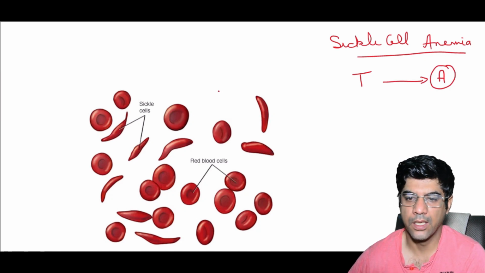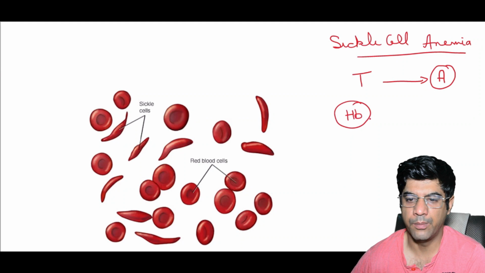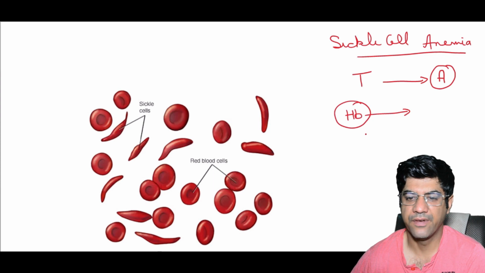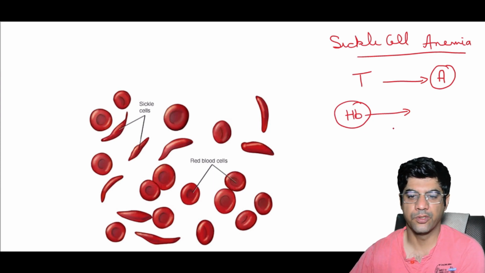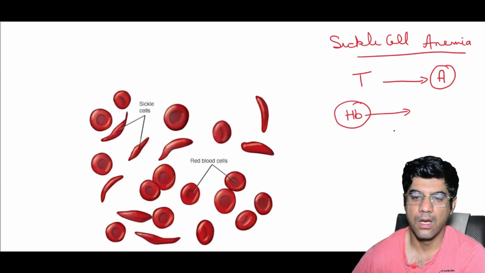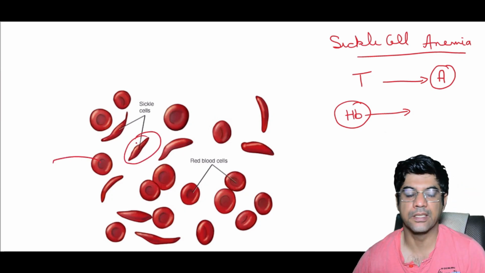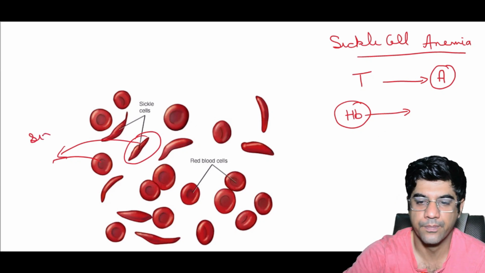Normally we know that hemoglobin carries oxygen smoothly throughout the body. But in sickle cell anemia, this altered hemoglobin tends to clump together when it loses its oxygen, forming stiff rods inside the red blood cells. So these clumps cause the red blood cells to change their shape from round to sickle shaped. This condition is known as sickle cell anemia.